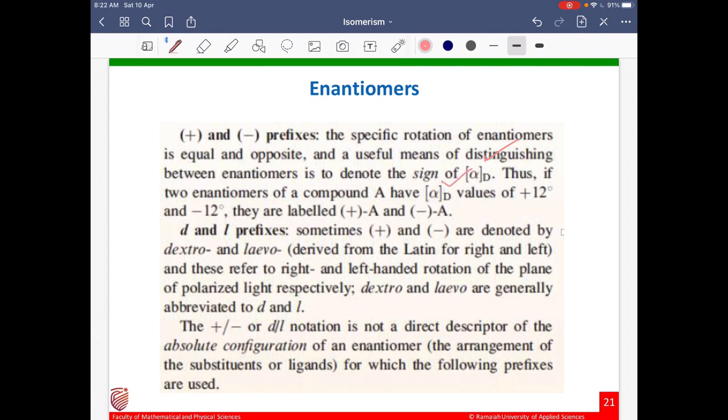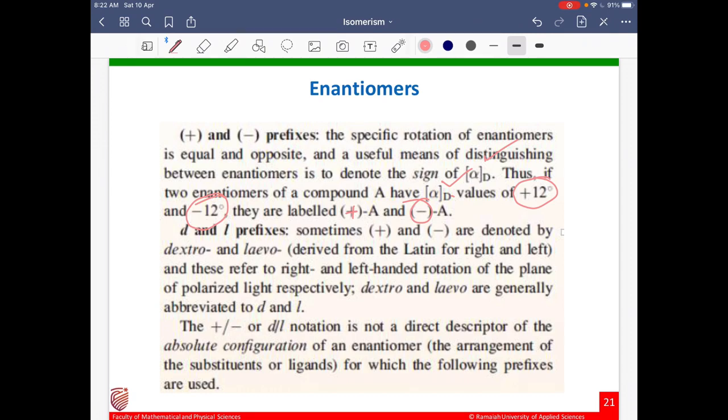A, we show the alpha value as plus 12 degrees and minus 12 degrees. So we write plus for the one which rotates the light in the clockwise direction, and minus for the one which rotates in the anti-clockwise direction. Sometimes plus and minus are denoted by dextro and levo, and this refers to right and left-handed rotation of the plane polarized light. Dextro and levo are generally abbreviated to D and L.